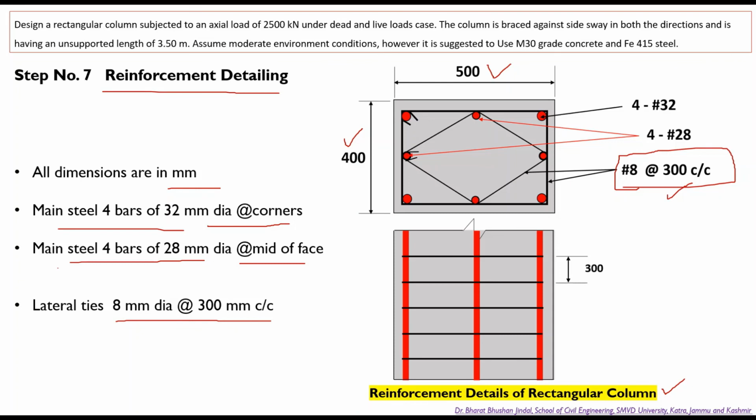So we have provided the lateral ties to strengthen and to fix the position of all the reinforcement bars which we have provided at the center of the face of the section. So we have tied them together with a polygonal type of ties. Again we have taken 8 mm dia bars at a 300 millimeter center to center spacing. Now at each corner we have provided 4 bars of 32 mm dia, and at the center of each face we have provided 4 bars of 28 mm dia.